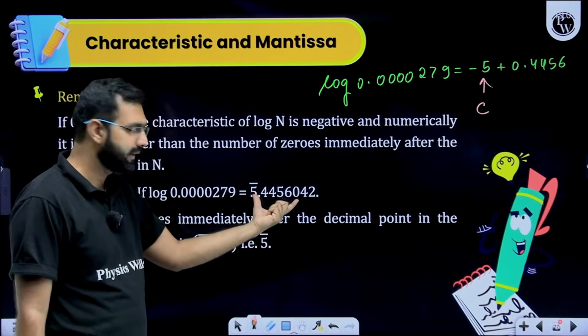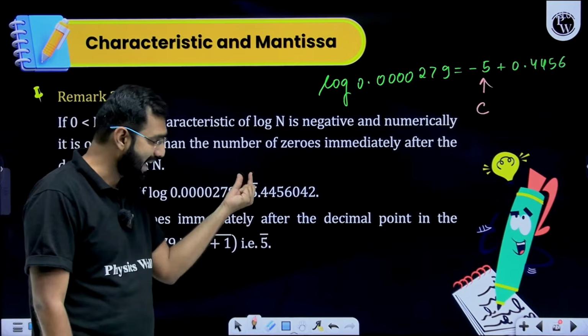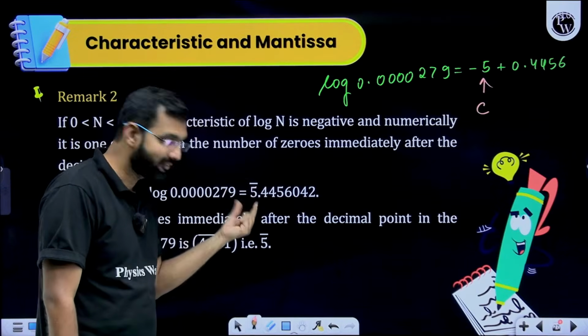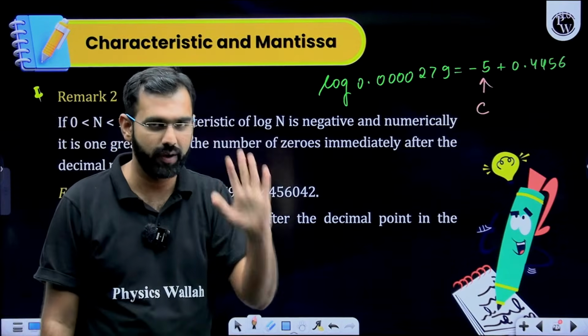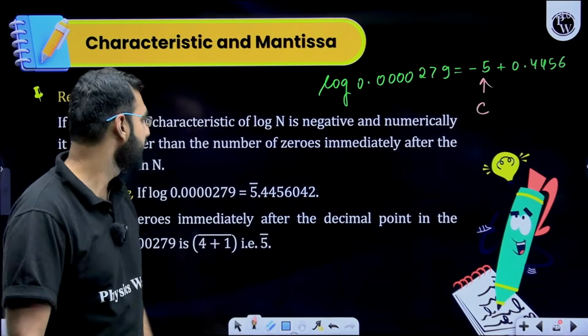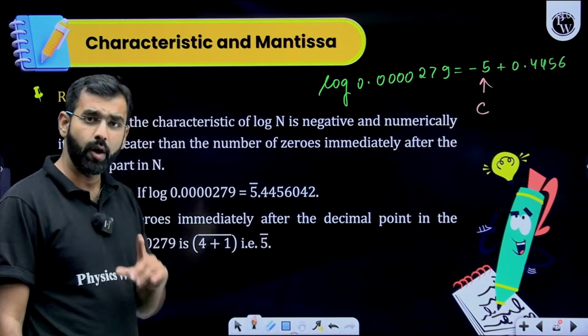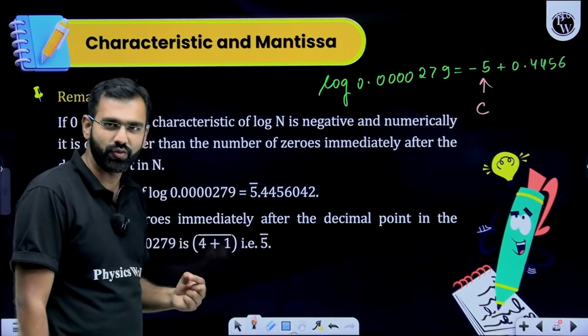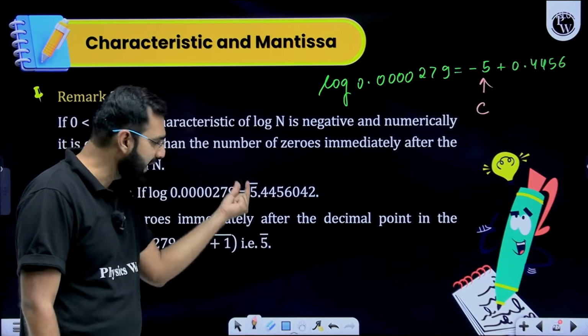With that, I hope you're understanding. This is how you write the log of a number if it has the negative characteristic. I'd put a bar over it so that its mantissa is kept positive. Now pay attention to this part. Its characteristic is 5. Technically it is -5, but numerically it is 5.